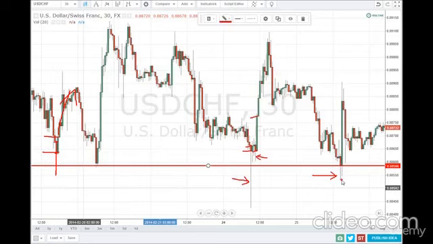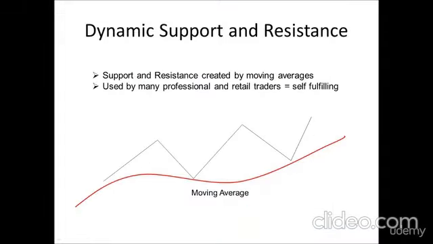And this way of trading is the same with resistance, looking for bearish pin bars and bearish engulfing candles on clear resistance levels. Now you know the basics of horizontal support and resistance, let's look at dynamic support and resistance.